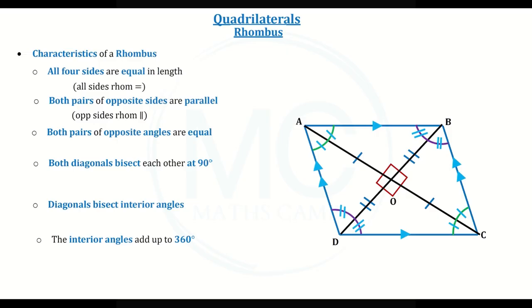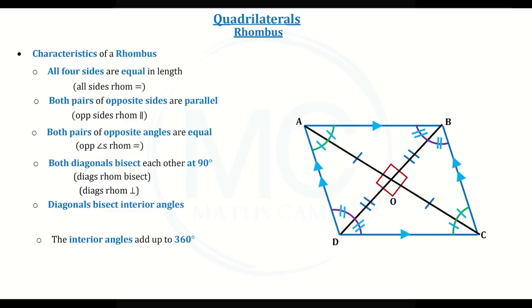When stating that both pairs of opposite angles are equal, we say opp, followed by the angle symbol, rhomb, followed by the equal sign. Diagonals of a rhombus bisect each other at 90 degrees, so we need to use 2 separate reasons here. Because diagonals bisect, we say diagonals rhomb bisect. The diagonals create 90-degree angles between them, so they are perpendicular. So as our reason, we say diags rhomb, followed by the symbol for perpendicular.